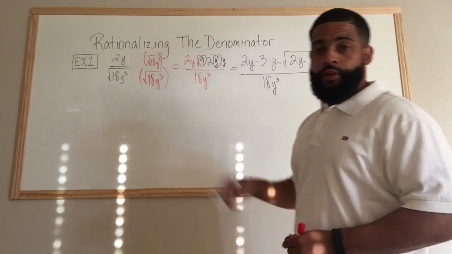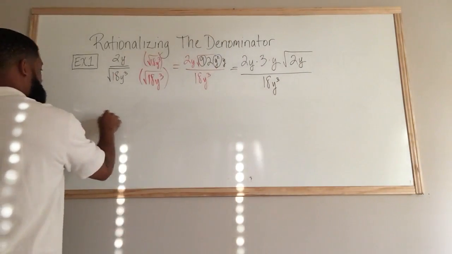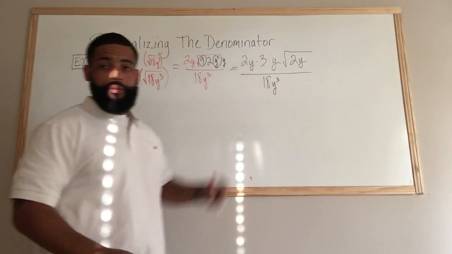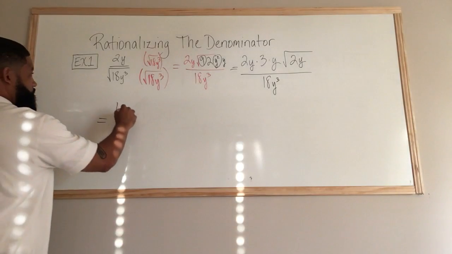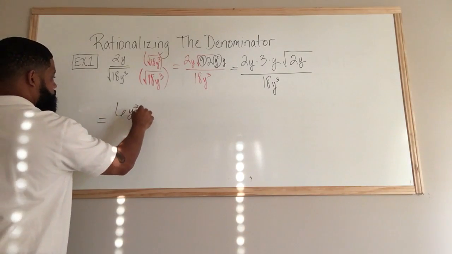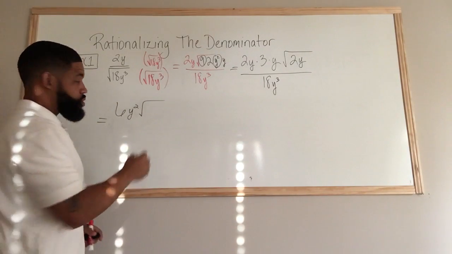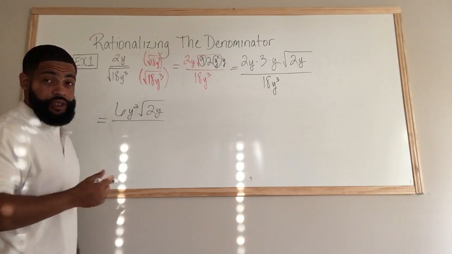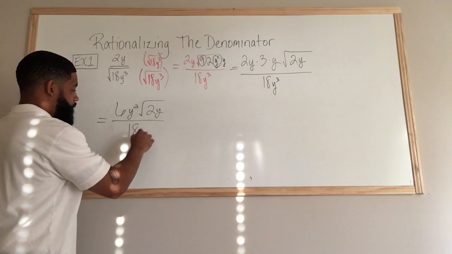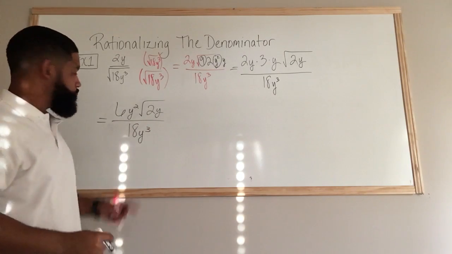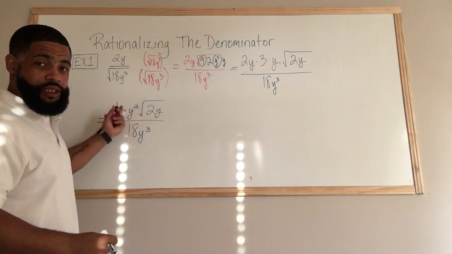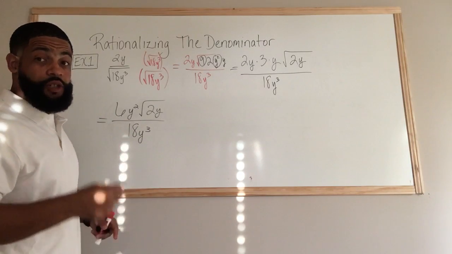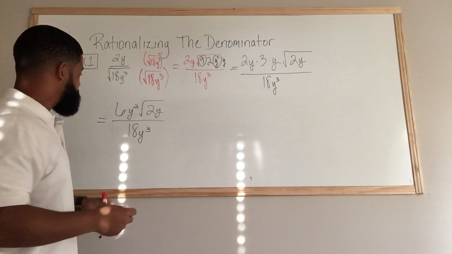Okay? Now, coming back on this side, what we're going to have is if we multiply 2y times 3 times y, we'll get 6y squared. We still have times the square root of 2y. Okay? My denominator is still 18y cubed. Now, we must simplify this outside of the radical. So 6 over 18 is equal to 1/3 if we reduce that fraction.